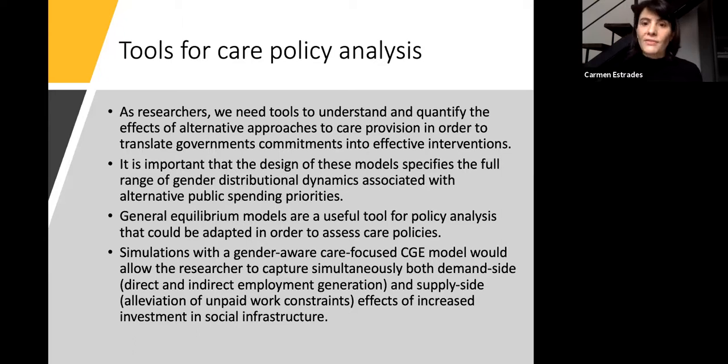I'm thinking now specifically of models. We want these models to capture the full range of gender distributional dynamics associated with alternative public spending priorities. And as CGE modelers, we know that CGE models are useful tools for policy analysis. They have been applied for many years now to analyze a wide range of policy options, from trade policy to fiscal policy to environmental policy. So we could use these tools to assess care policies as well.